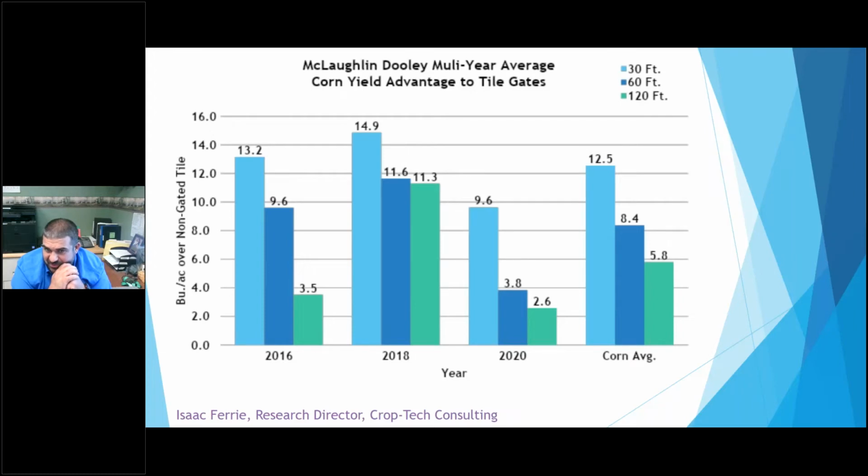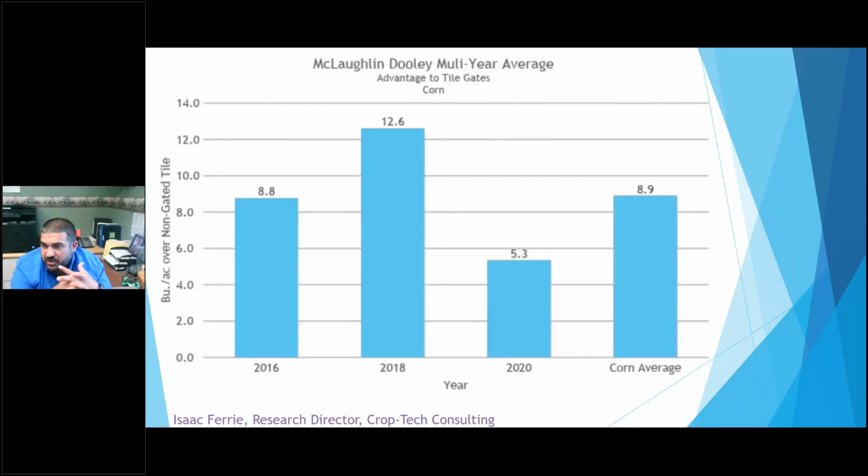We look at the different spacings, but our advantage to gating tile throughout the season and managing that tile water is as low as 2 bushel per acre, but some years as high as 12, 14 bushel per acre by managing that water flow. And if we go to the next one and we average those spacings up, we're as high as 12, but a multi-year average there of the different spacings is around 9 bushel per acre. Even at past prices, 9 bushel per acre does get our farmers' attention.